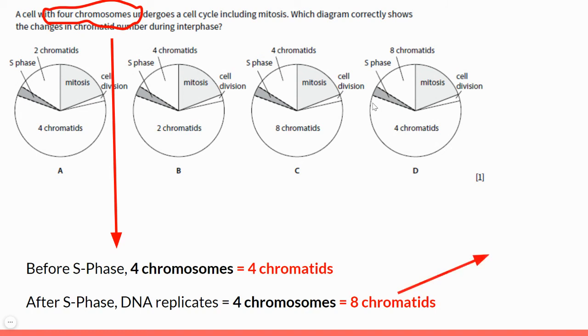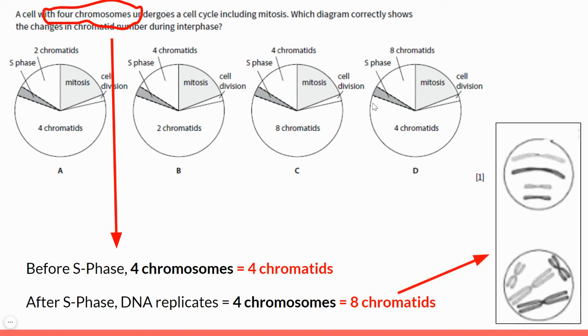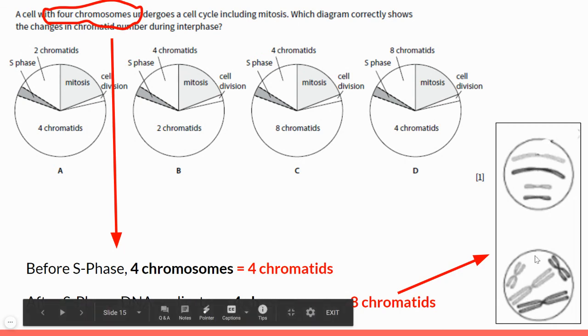Okay. Now if there are 8 chromatids, something like this will happen. Initially 4 chromosomes were there and 4 chromatids were there. After S phase, the cell will look like this. Means the nuclear envelope will vanish and the chromosomes will appear as if they have 2 arms. These are the sister chromatids. So from 4 chromatids, it will become 8 chromatids.